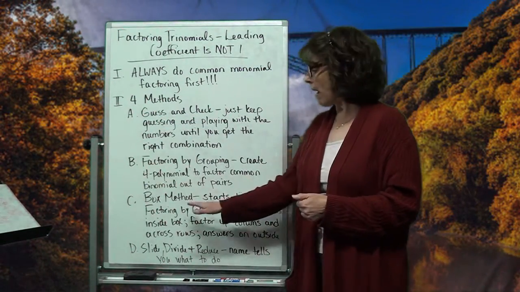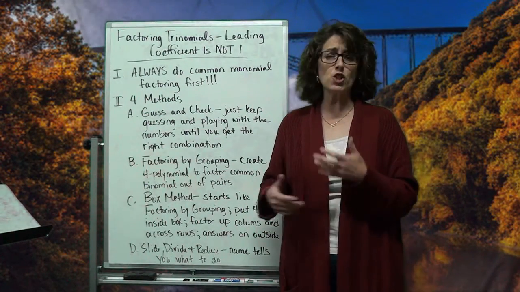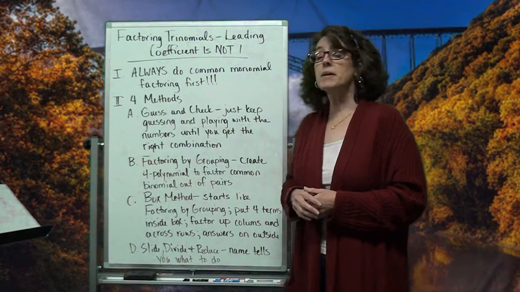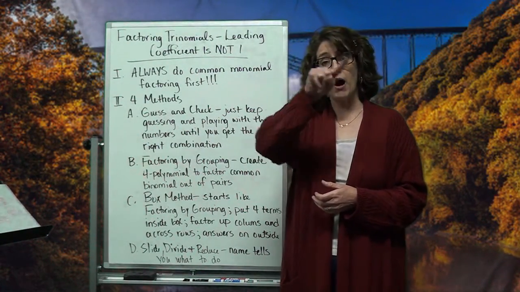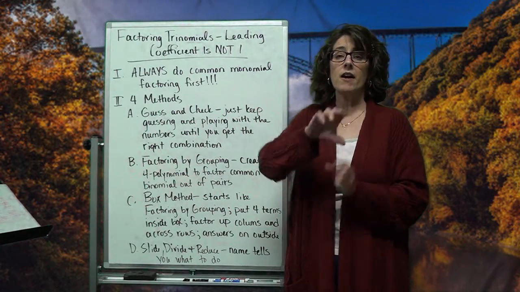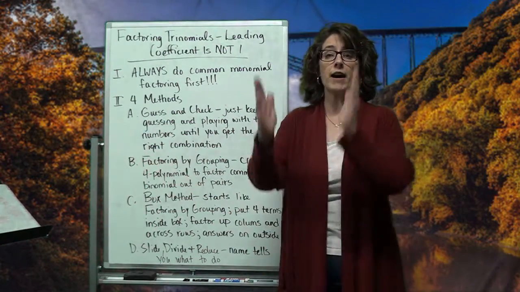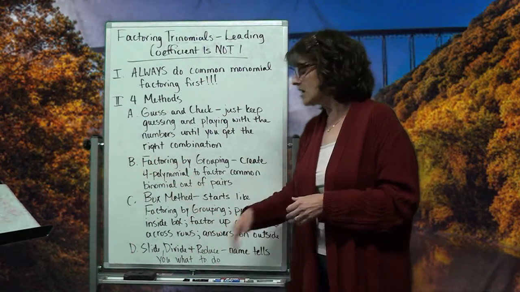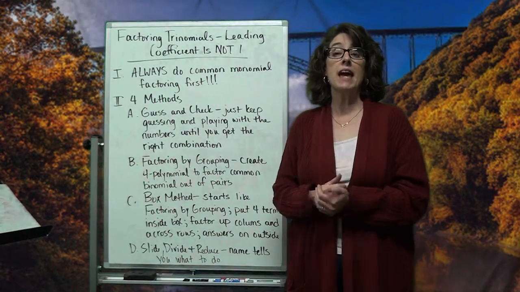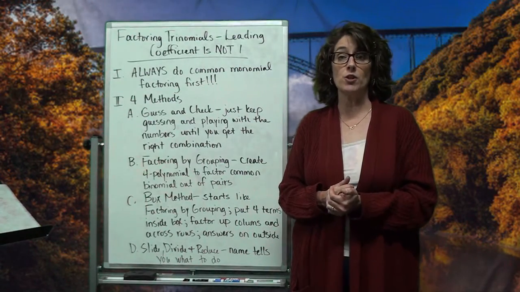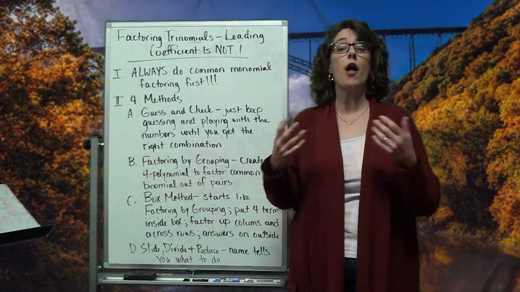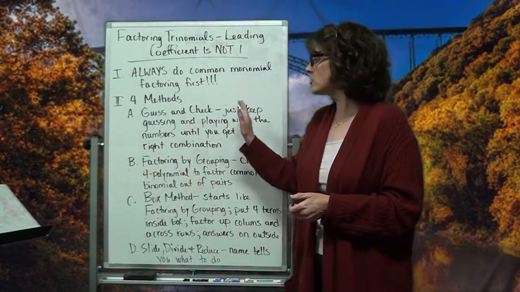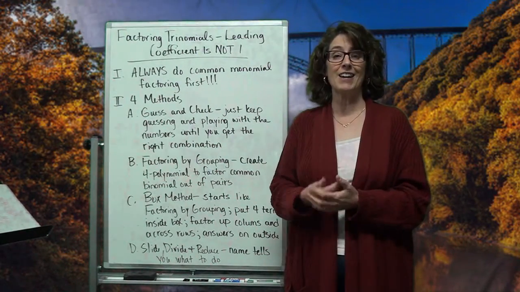And then we've got our box method that starts like the factoring by grouping. It creates that 4 polynomial, but then you put those 4 terms within a box. You snake your way around the box. You factor across the rows and factor up the columns, and then your answers are on the outside. And then we've got our slide, divide, and reduce, where the name tells you exactly what to do. And recall I told you that there are other methods out there. You can go on YouTube and find other stuff. These are just the 4 that I'm proficient at and can show you.